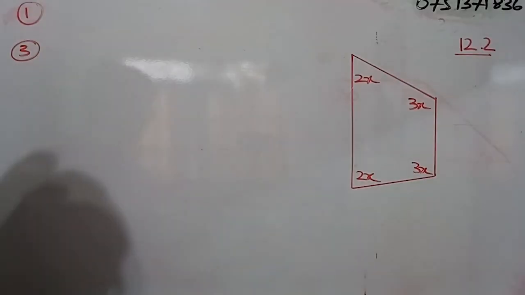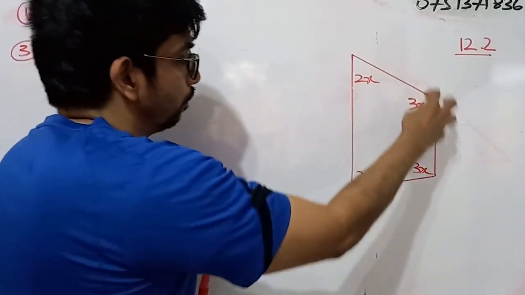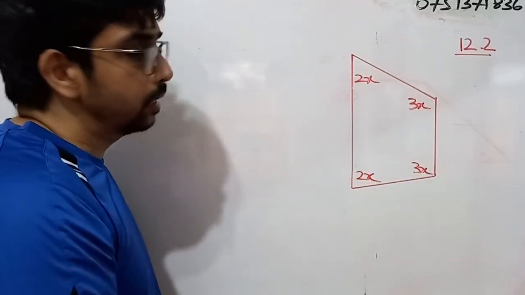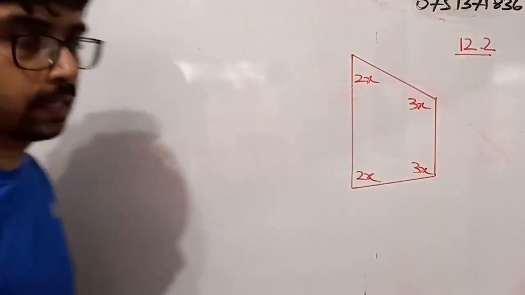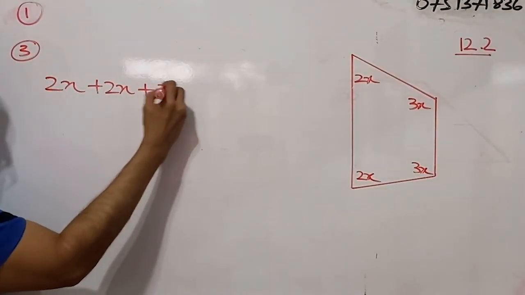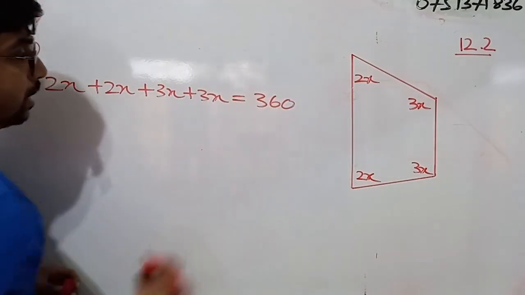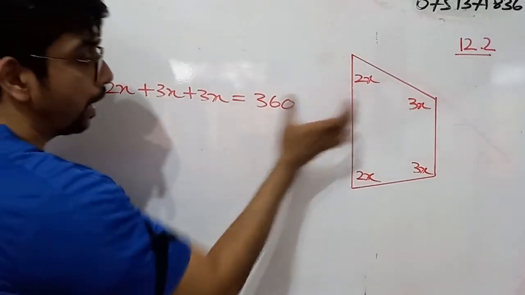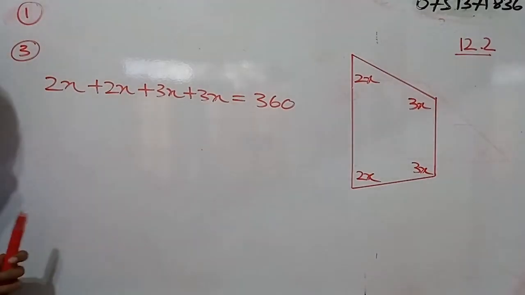Question number 1, part 3. So here also we have a quadrilateral. 4 internal angles are here. We don't know the magnitudes. 2x, 2x, 3x and 3x. So we can rewrite this as 2x plus 2x plus 3x plus 3x is equal to 360. So always you have to write down your reason. What is the reason? Sum of internal angles of a quadrilateral. So these 4 terms are like terms. So we can simply add them together.